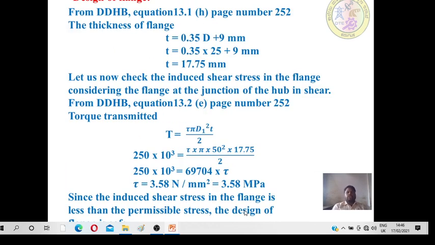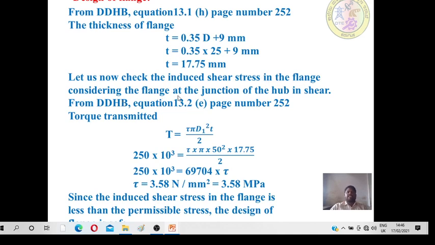Now let us move on to the design of flange. From the design data handbook, equation 13.1h, page number 252, we have the thickness of the flange T equal to 0.35D plus 9 mm. If you substitute everything, we will get T equal to 17.75 mm. Let us now check the induced shear stress in the flange.